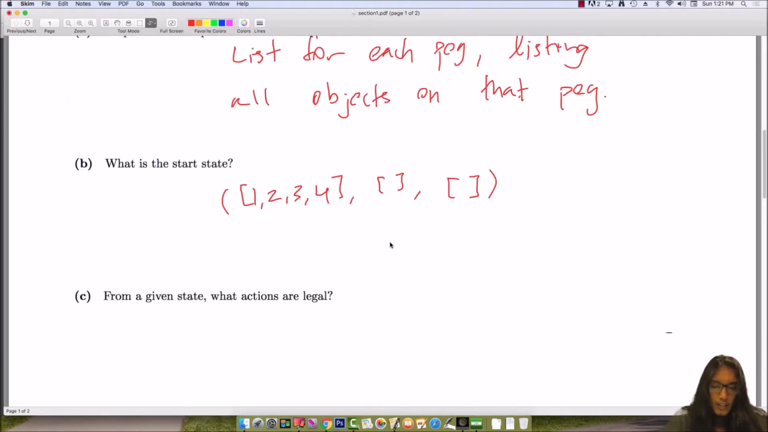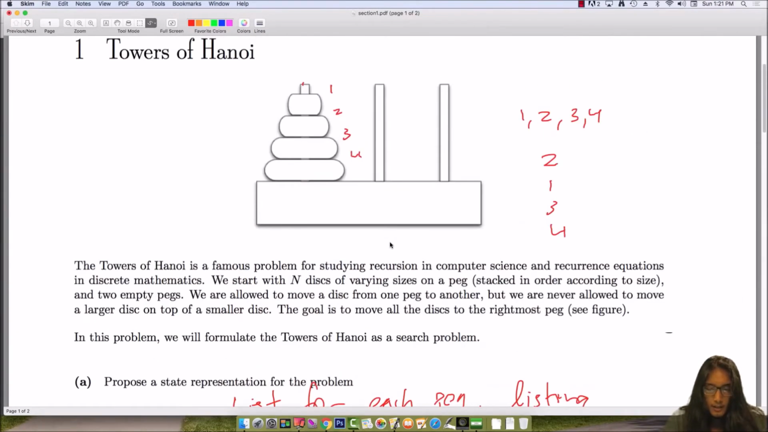Okay, let's head down to part C. From a given state, what actions are legal? Okay, so for this, once again, let's scroll up here, and kind of what piece of information in this problem description tells us what actions you can do. Well, it's the part which tells you about the constraint of the problem, which is that you cannot have a larger object on top of a smaller object, and also you can only kind of pick things up and drop things from the top of these piles.